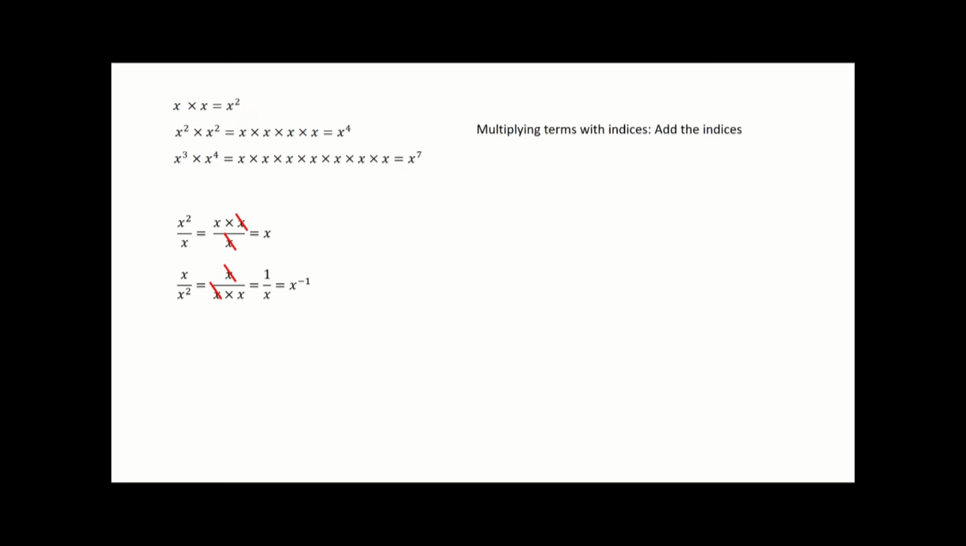It's also important to note that 1 over something is that something to the power of minus 1, and we'll get to that in a second. But when dividing terms with indices, we subtract the denominator's index from the numerator's index.